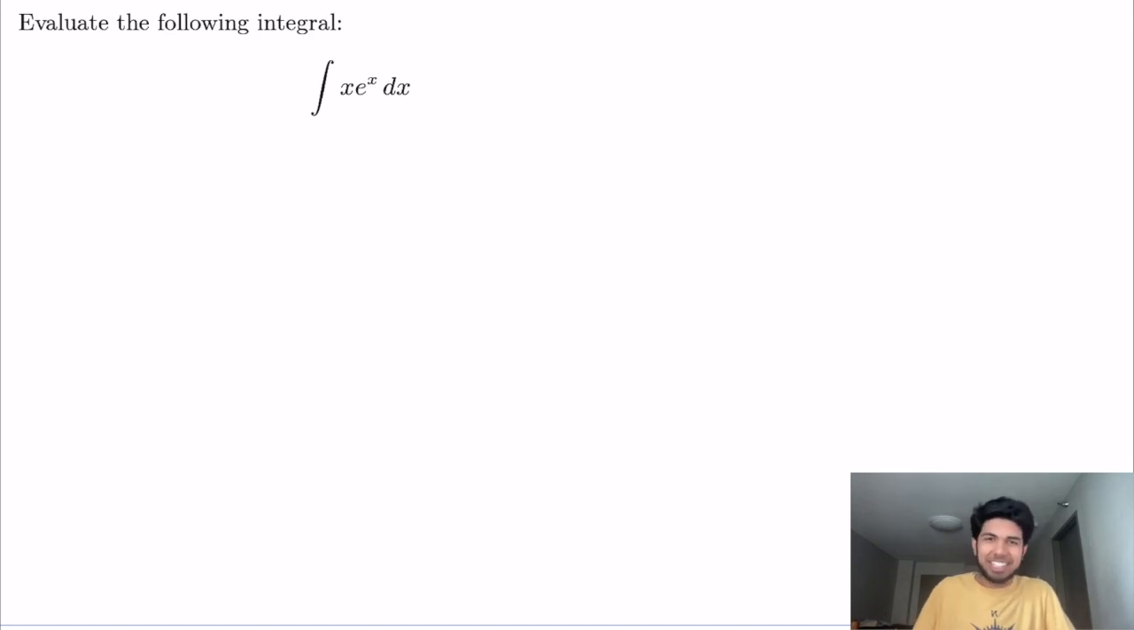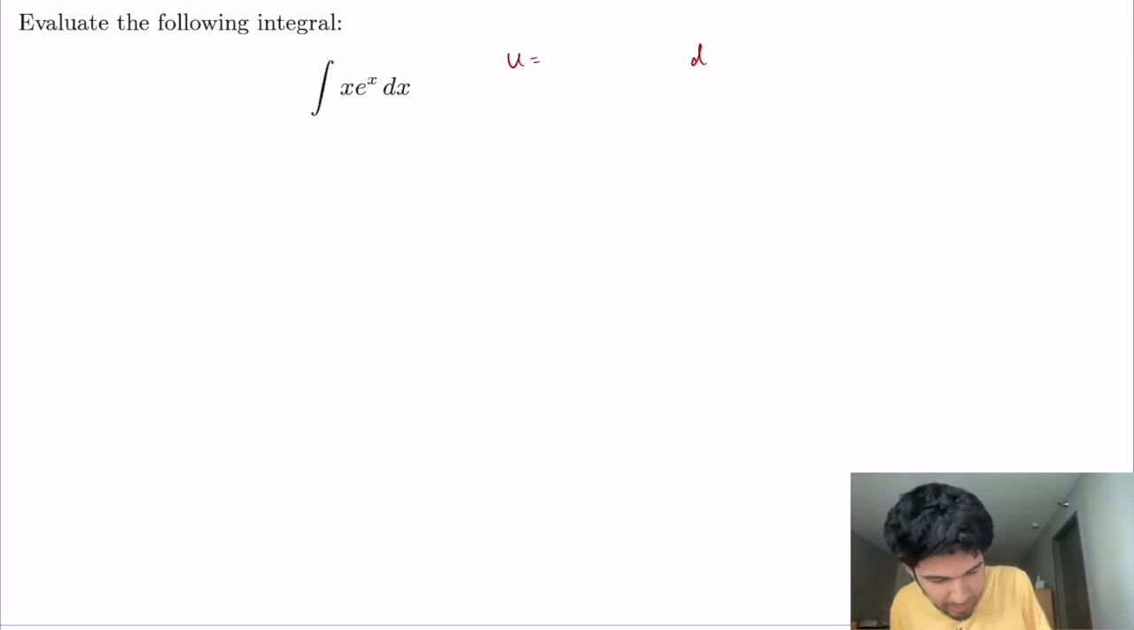It's basically the same exact integral, where we're doing the integral of x times e to the x dx. And we can't solve this using u substitution, as I said before, so we're going to have to use integration by parts. So what we need to do is choose a u and a dv such that their product is equal to x times e to the x dx.